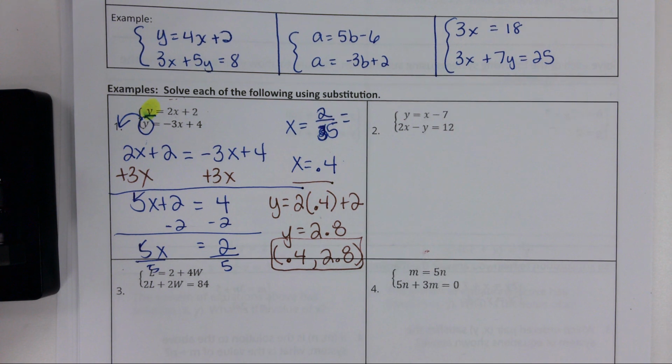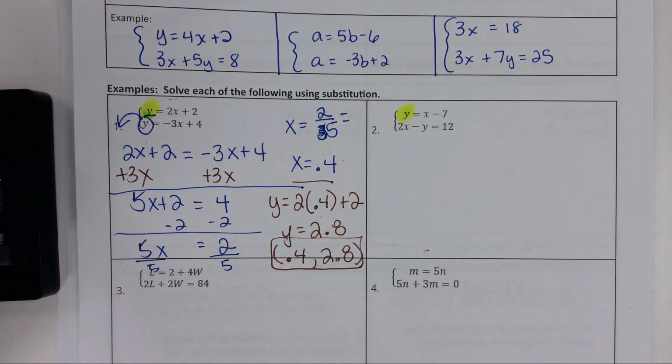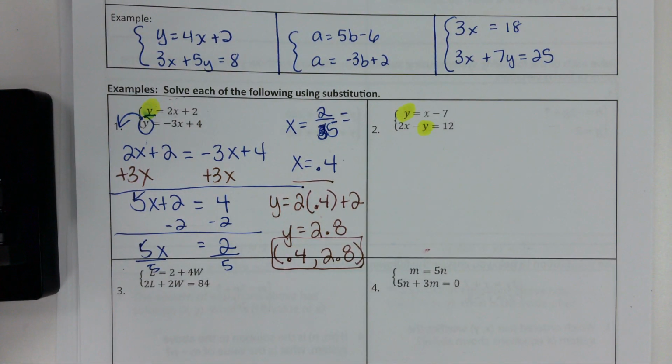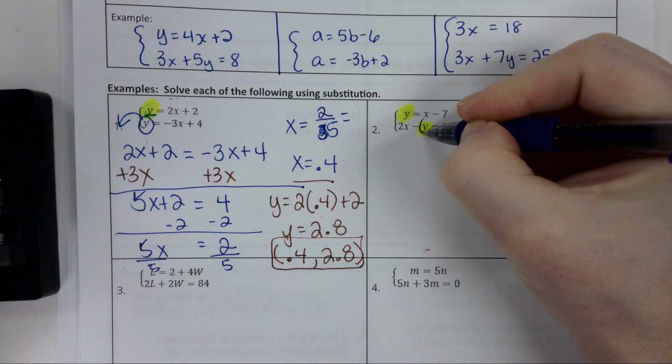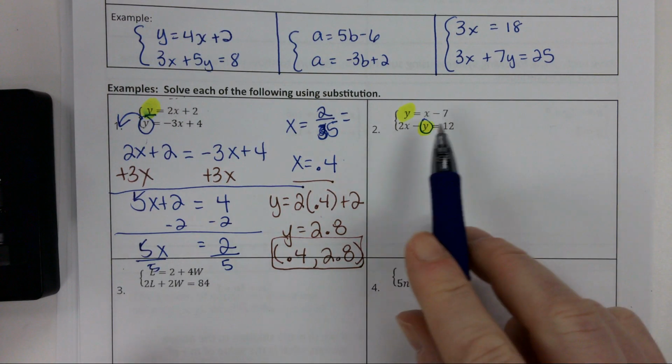Let's try number 2. What variable is isolated in number 2? There's two lines. Which one is isolated? Isolated means alone. Y is alone. Okay, so I'm going to highlight the y down here. We're substituting. This y is coming out of the game. What's going to go in y's spot? x minus 7.